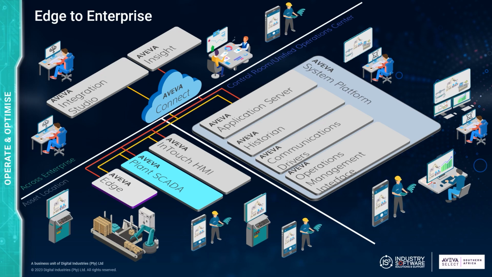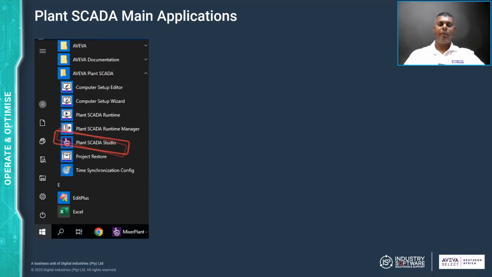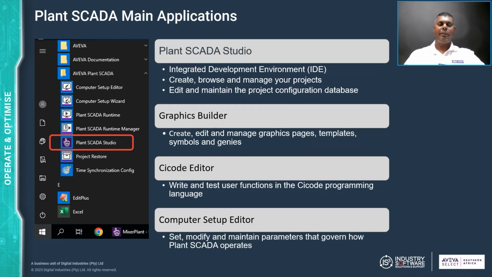The second area is the control room, or UOC. This is the area where System Platform and its components reside. The third area is across enterprise, which is where the cloud-based applications such as AVEVA Integration Studio and AVEVA Insight reside, with AVEVA Connect as the gateway. The Edge to Enterprise solution offering enables connectivity in many different ways. In this slide and the next few slides, we take a look at the Plant SCADA main applications.